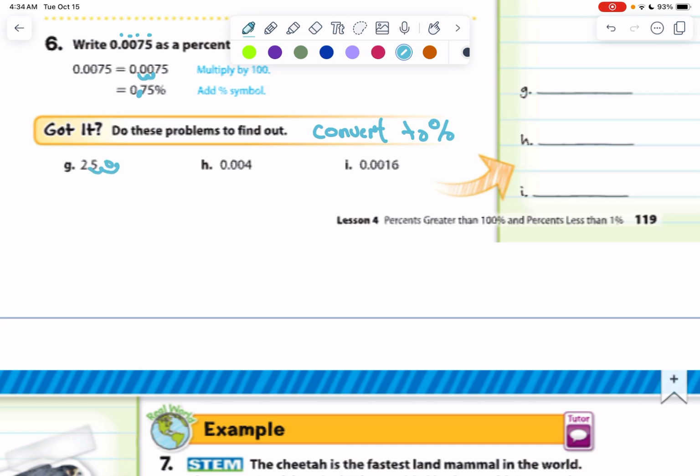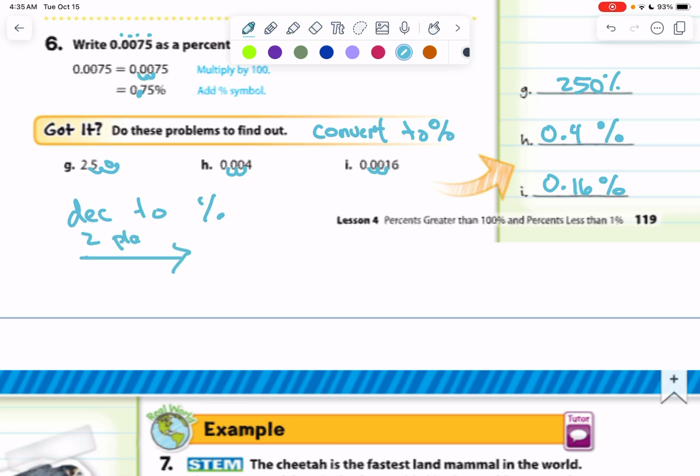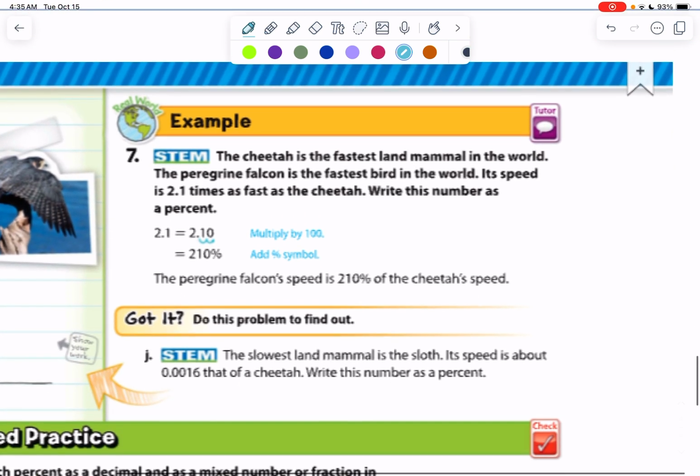1, 2. Put a 0 when you need one. 250%. Move the decimal. 1, 2, 0.4%. Okay, move the decimal. 1, 2, 0.16%. So what do we know? When we are converting from decimal to percent, move the decimal 2 places to the right. Okay? Is there another example here?